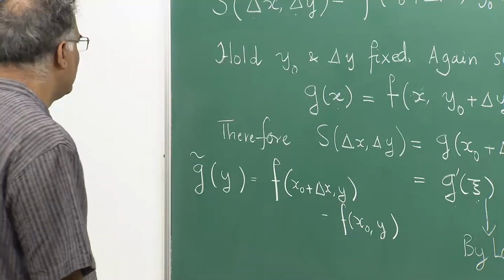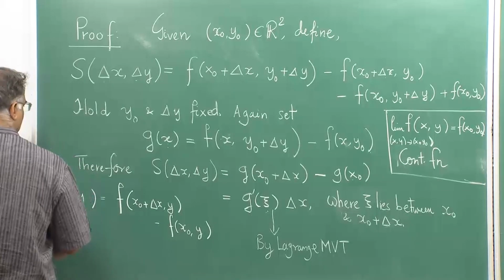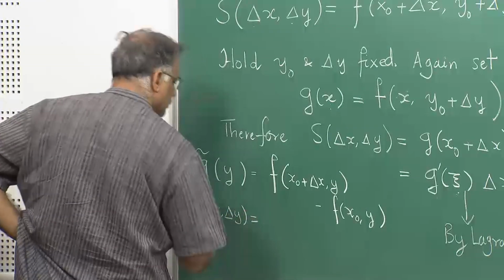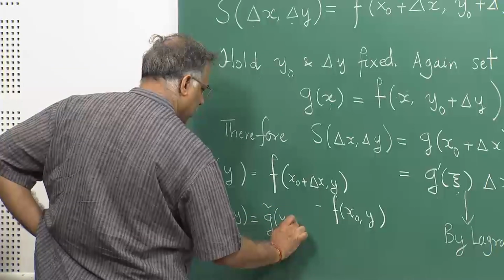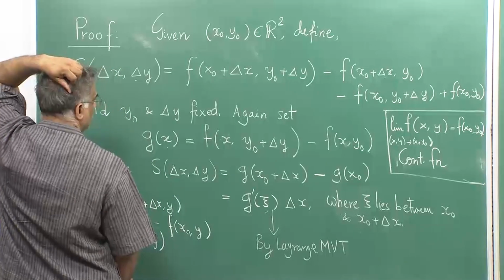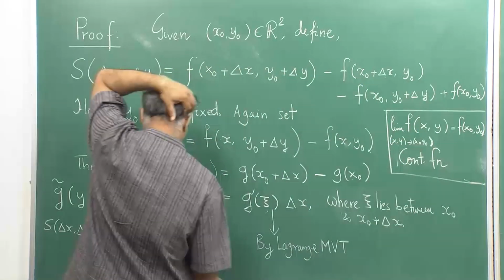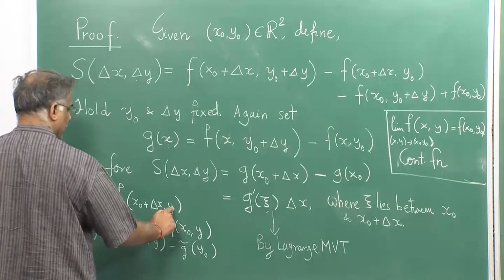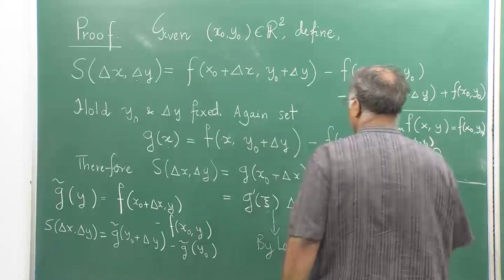If we define it, then what would happen? Then the expression in delta x, delta y would be written as g tilde of y naught plus delta y, minus g tilde of y naught. So what is g tilde of y naught plus delta y? Here you will have y naught plus delta y, and here you will have y naught plus delta y, so you club these two together and these two together, and you have the same story being told.